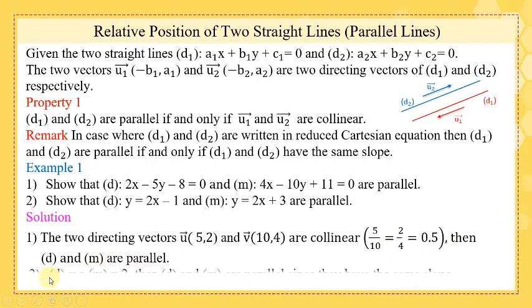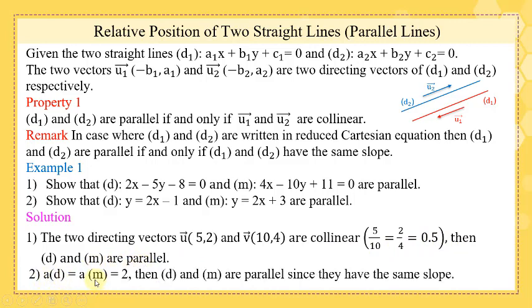As for part 2, let us find the slopes of the lines D and M, since the lines D and M are written in reduced Cartesian form. The slope of line D is equal to the slope of line M, which is equal to 2. Then D and M are parallel lines since they have the same slope.